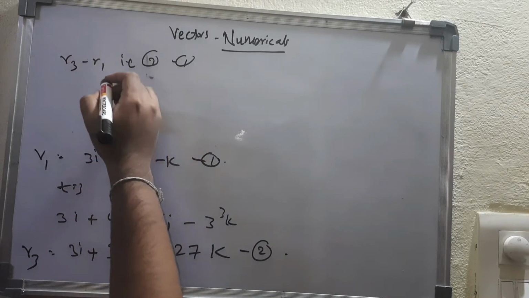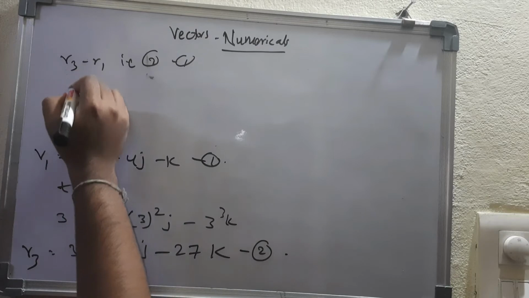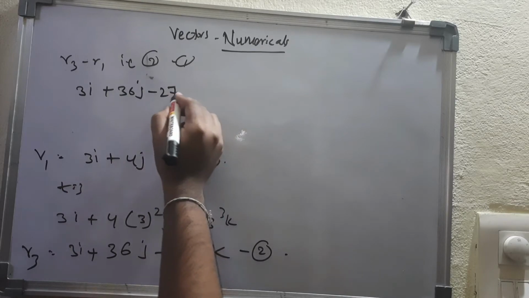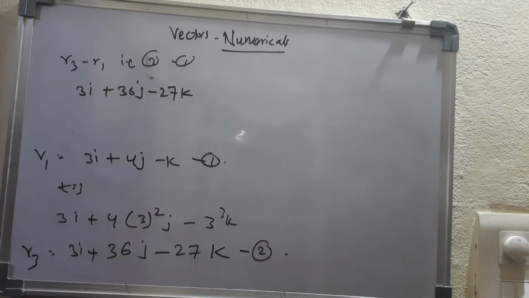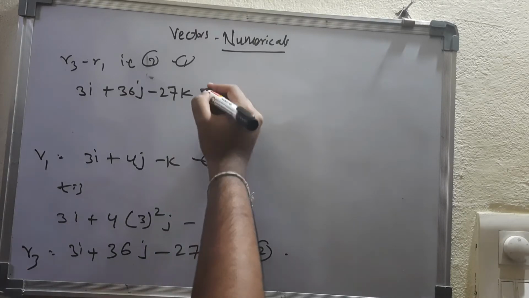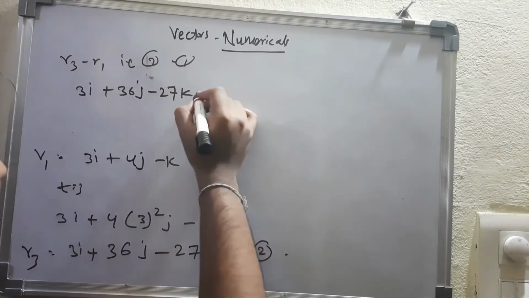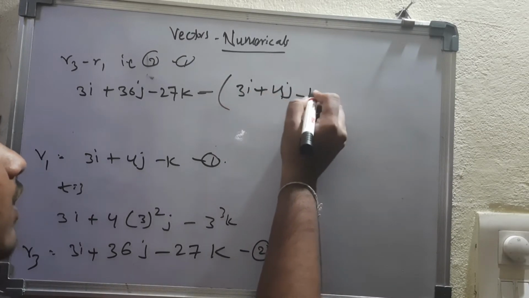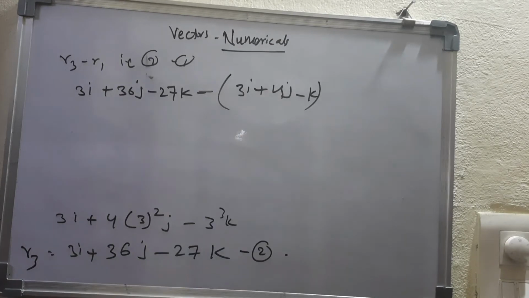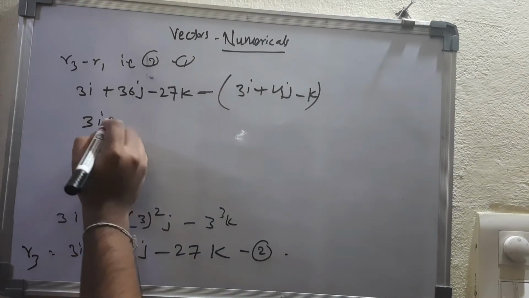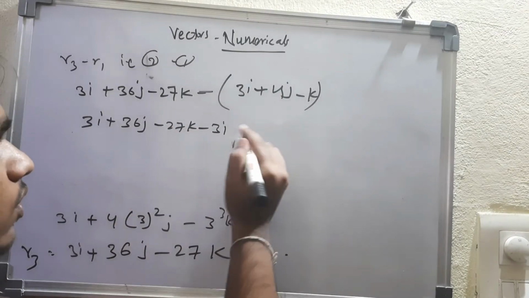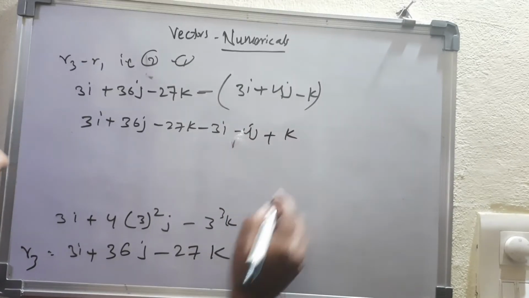So r3 is 3i plus 36j minus 27k. As he asked for displacement, you have to subtract both vectors. If he asks for the distance, then you have to add the two vectors. So 3i plus 36j minus 27k minus 3i plus 4j minus k, that is minus 3i minus 4j plus k.